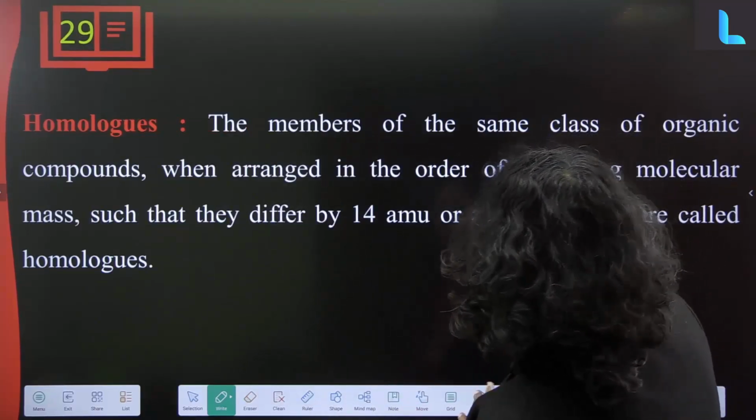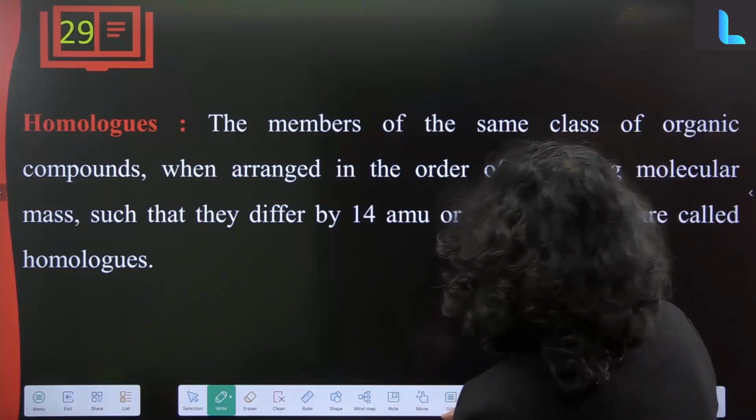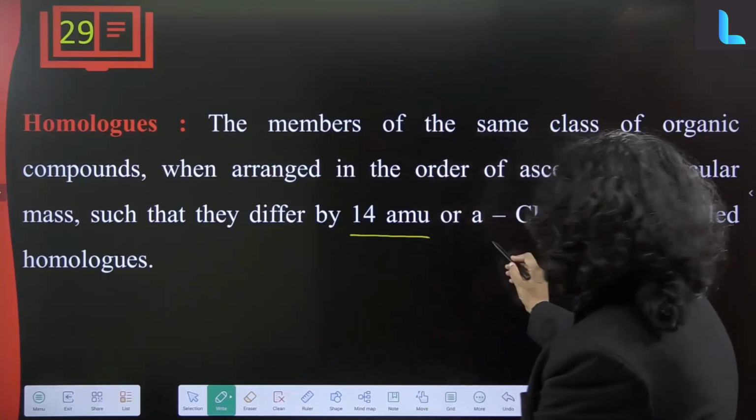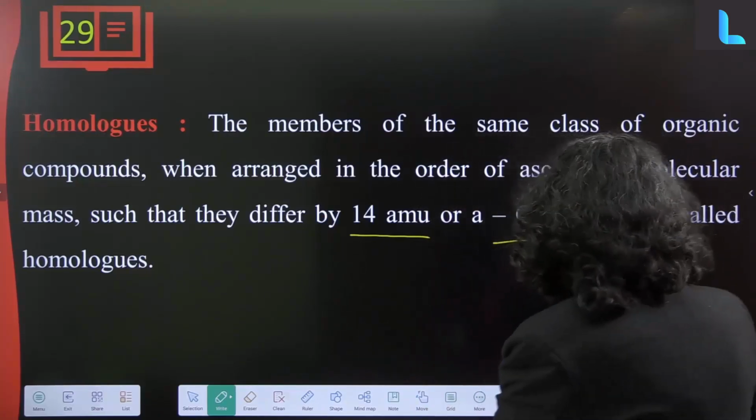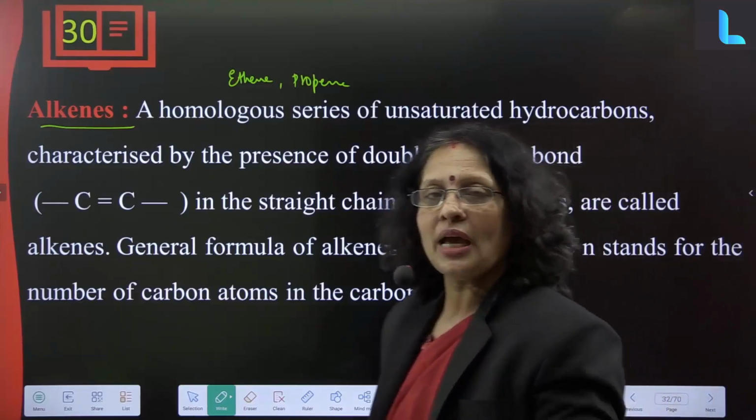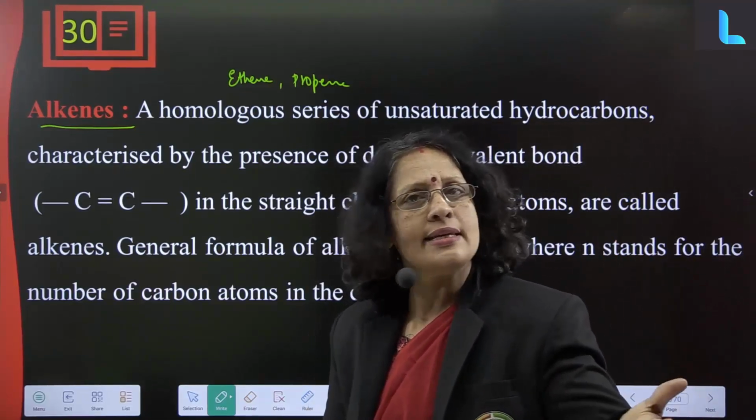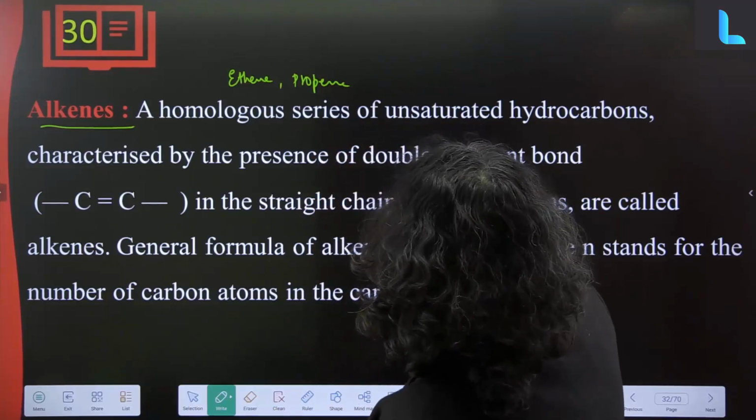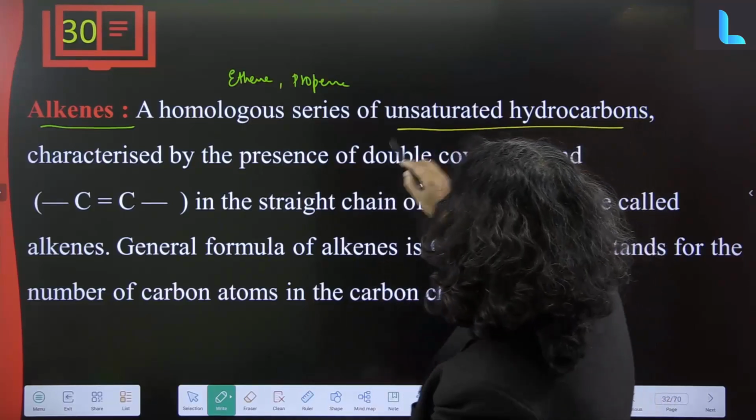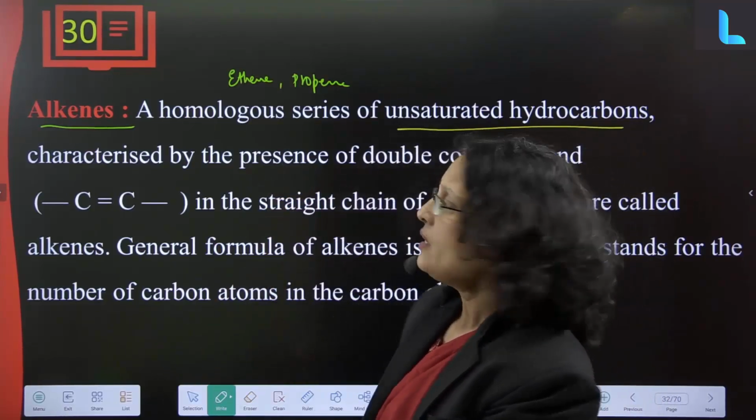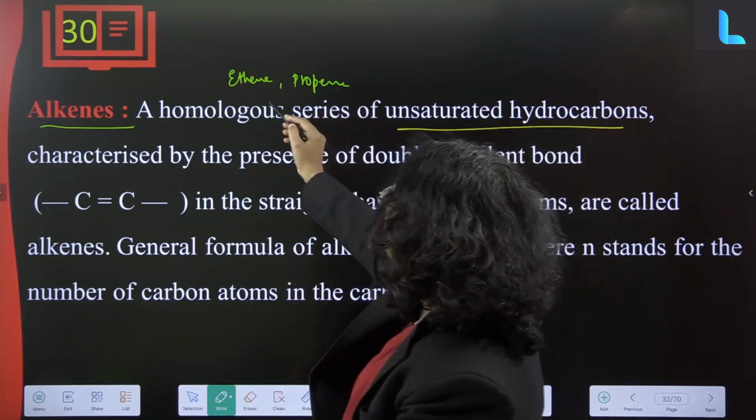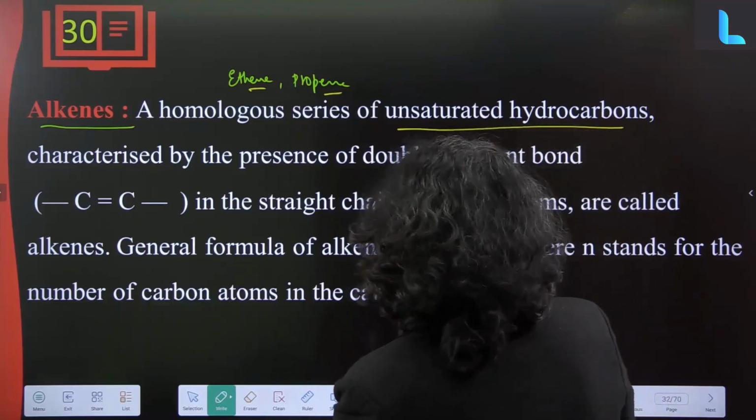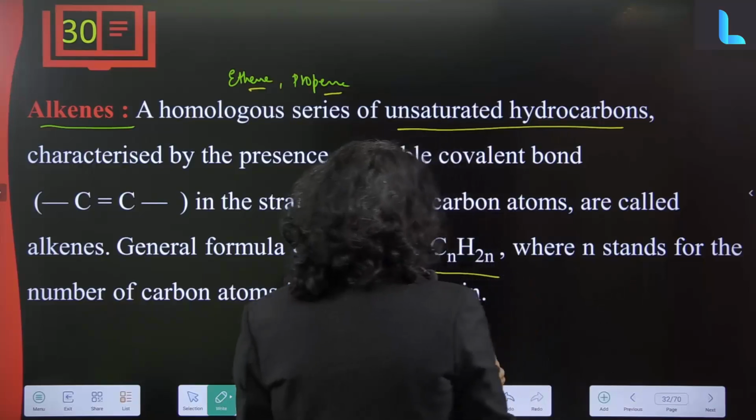Then what is homology? Members of the same class, when arranged in order of ascending molecular mass such that they differ by 14 amu or a CH2 group, are called a homologous series. Now the series can be alkane series, alkene series, alcohol series, anything, the family members. Okay. And next is alkene, a homologous series of unsaturated hydrocarbons. Unsaturated means a double bond is present, for example ethene, propene. The suffix ene is used here. The straight chain carbon compounds are called alkenes and the general formula will be CnH2n.